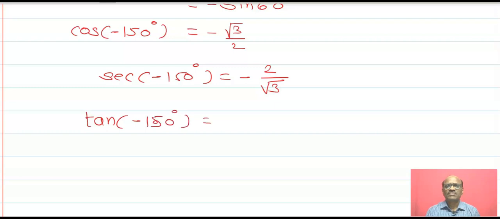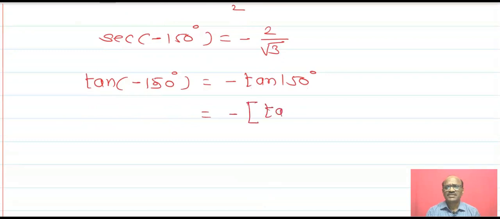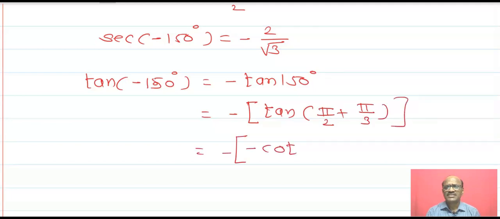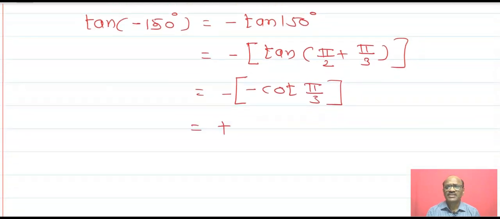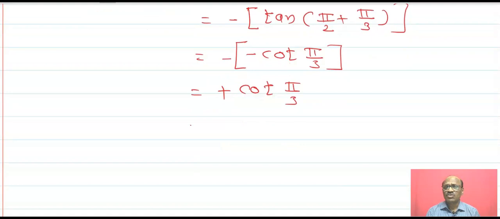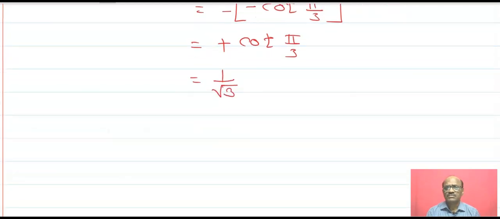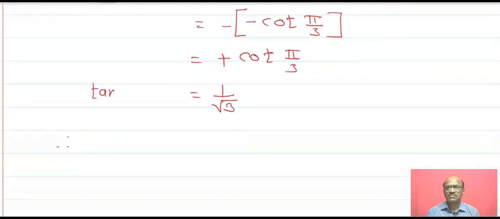Now tan of minus 150 is equal to minus tan of 150, and tan of 150 can be written as tan of pi by 2 plus pi by 3. It is again in the second quadrant. That is minus cot of pi by 3. Now here again minus becomes plus. That is cot of pi by 3, and cot of pi by 3 means, I will write here the value 1 upon root 3. Now see this value. Next is cot of minus 150 is equal to root 3.